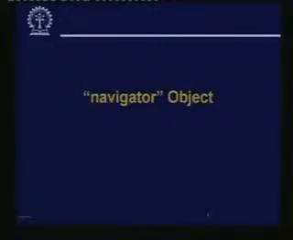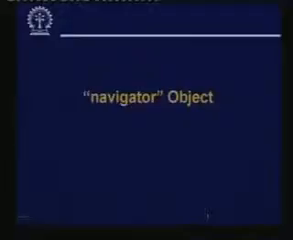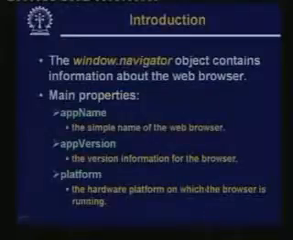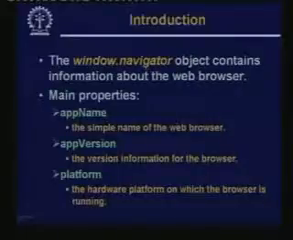Now let us look at the navigator object. In the examples earlier, we had seen that the purpose of the navigator object basically is to enable a JavaScript program to gain access about some of the details about the browser. So, here in the navigator object, which I had said is an object under window, you access it as window.navigator. This basically contains information about the web browser.